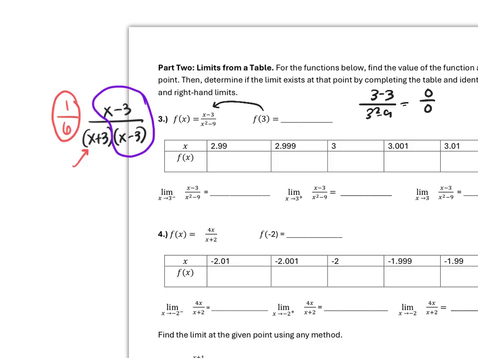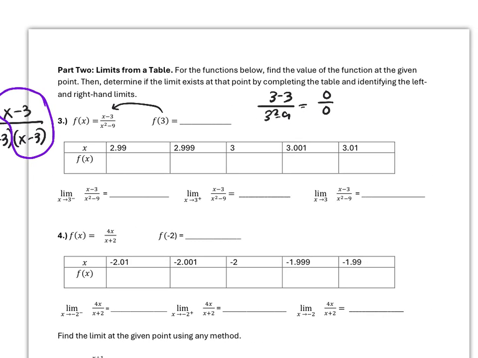Not negative, it's positive, just positive 0.166 repeating. So let's check and see what happens. When we plug in the value of f of 3, we got 0 over 0, meaning this is undefined or does not exist because we can't divide by 0. So we know that this does not exist. Actually, let's just write DNE. But we can look on either side to see if the limit exists.